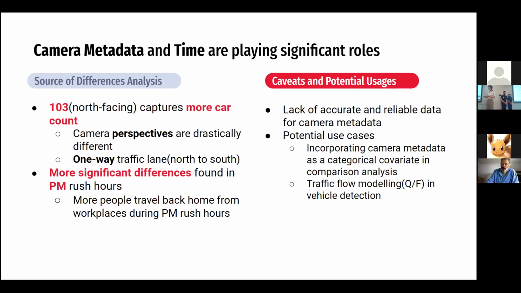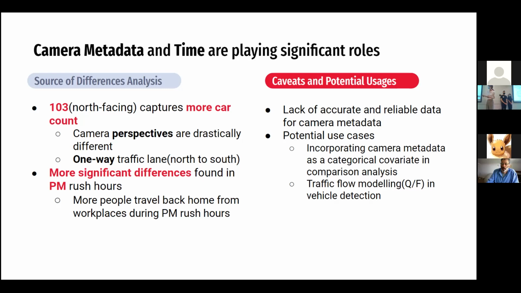Yeah, so based on the two key observations, we could also do a source of difference analysis. First, 103 captures more car count. One apparent reason for that is that camera perspectives are drastically different. One may also notice from the real-time image that this is a one-way traffic lane from north to south. So 103 would typically capture queues and 104 would capture flows. That's why 103 would capture more car count in general.